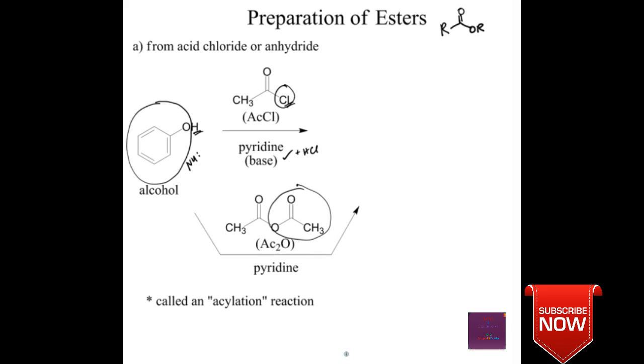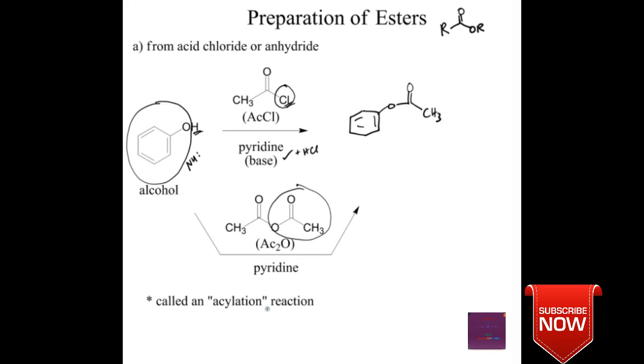And so what does our product look like? We will have our phenyl with an oxygen, and now attached to that oxygen will be the carbonyl. We did addition, elimination. We did an acyl substitution. And whether I used acetyl chloride or acetic anhydride, I get the exact same product, don't I? I still add the carbonyl with a methyl group. I added an acyl group in both of these cases, or an acetyl group.